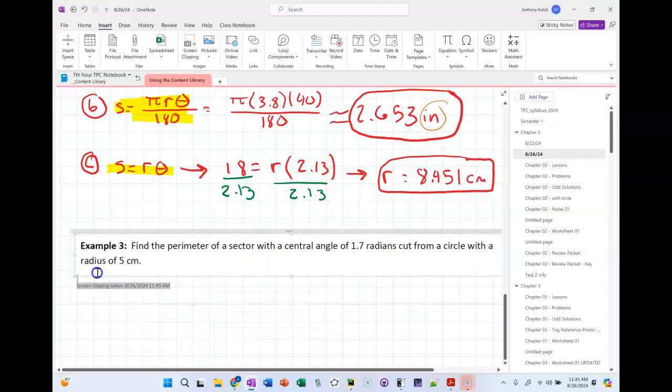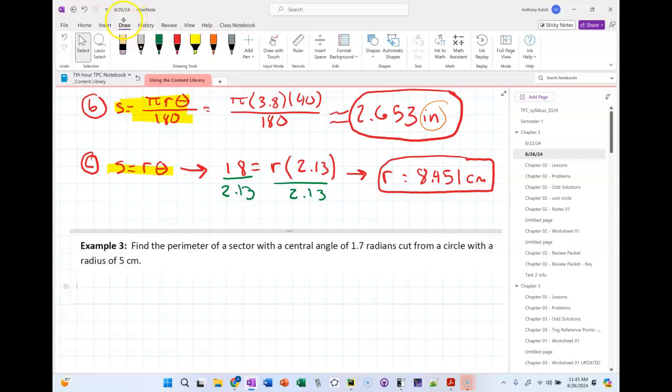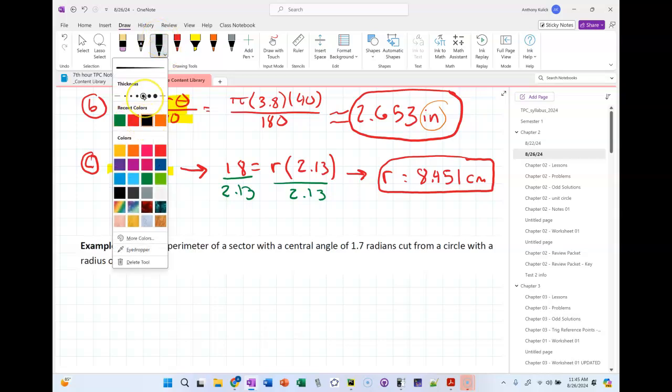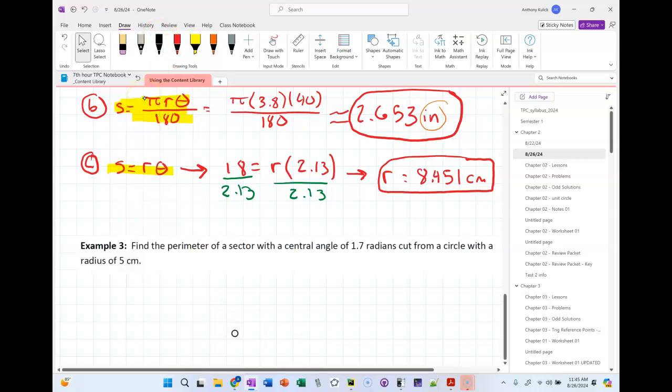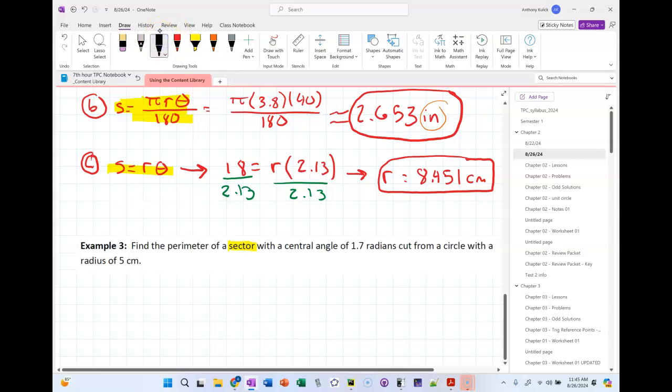So this next one says, find the perimeter of a sector with a central angle of 1.7 radians cut from a circle with radius of 5 centimeters. Probably the question is here, like, who remembers what a sector looks like from geometry? What is a sector?